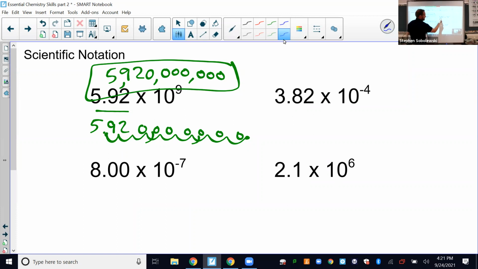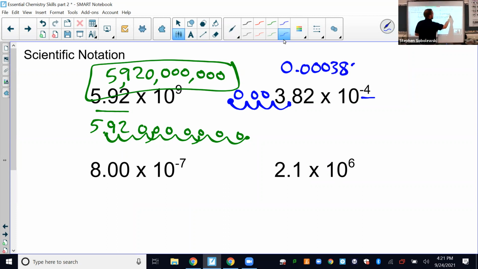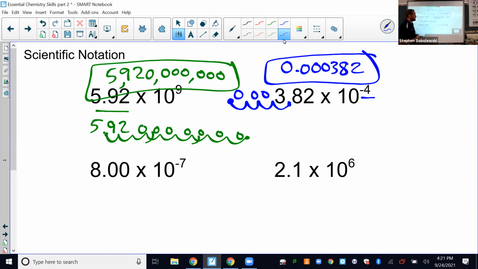3.82. This one I'll write in place here. I'm going to sweep it to the left 4 times to make it a teeny tiny decimal because it's -4. 1, 2, 3, 4. And I'll rewrite this nice and clean as 0 point. That 0 is of course optional. I always prefer 0 point, but you can just write point. 0.000382. Got to include those 3 sig figs.